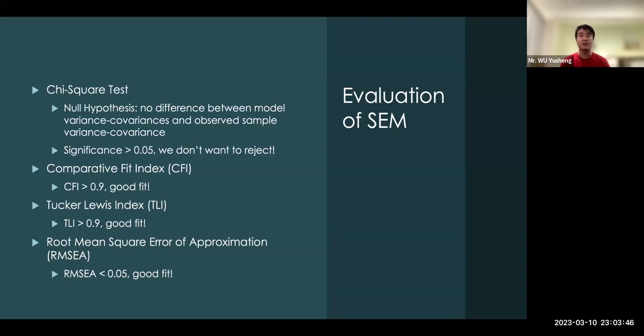So in that case, different software will give you different values of coefficients. Every time you try to evaluate an SEM model, you have to specify what kind of software you are using, as well as the results. And because of that nature, we need to use multiple indicators, multiple metrics to evaluate the model instead of just one metric.